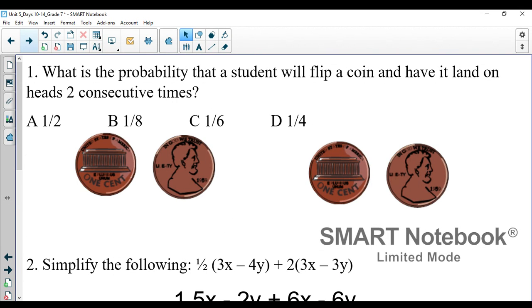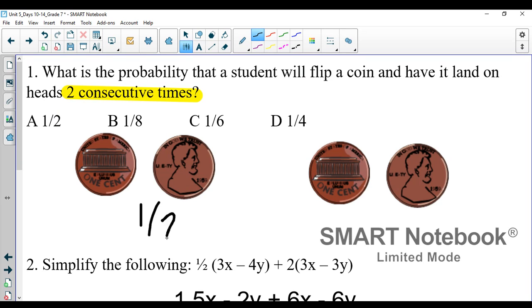Number one, what is the probability that a student will flip a coin and have it land on heads 2 consecutive times? Well, because we're doing two flips here, it tells us that in the problem. I went ahead and drew out what could happen on 2 coins. So on the first coin, the probability that you get a heads is 1 out of 2 because there's one heads, which is right here, out of 2 total options.